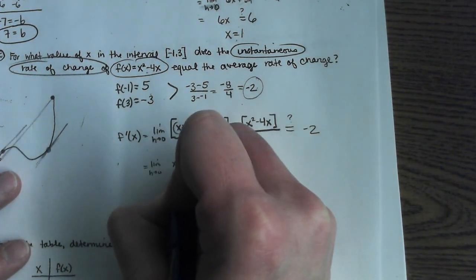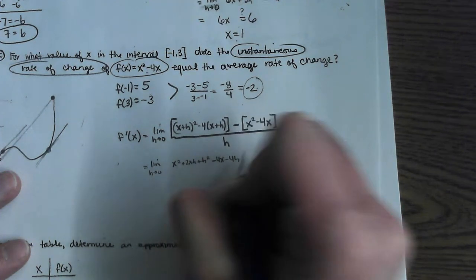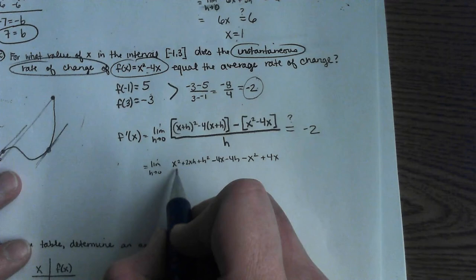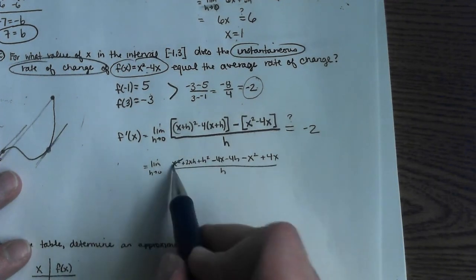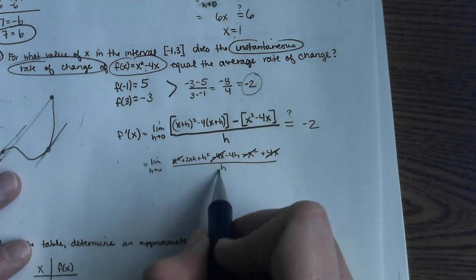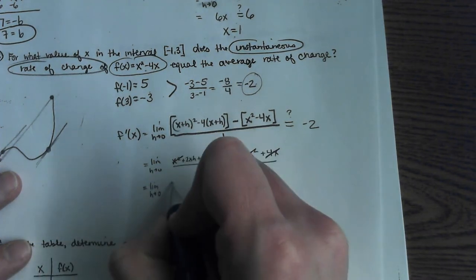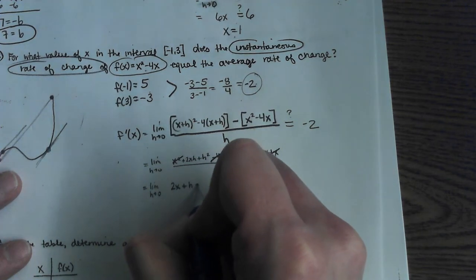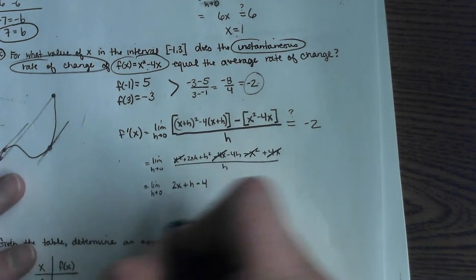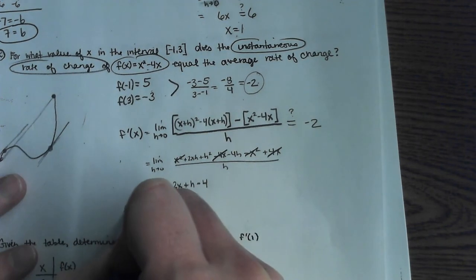So we have x squared plus 2xh plus h squared minus 4x minus 4h minus x squared plus 4x, after all my distribution. x squared minus x squared gone, -4x plus 4x gone. Every one of those three terms left has an h, so I'm going to divide it out, and I'll be left with 2x plus h minus 4. Now I can let h approach 0, and I get 2x minus 4 as my derivative.